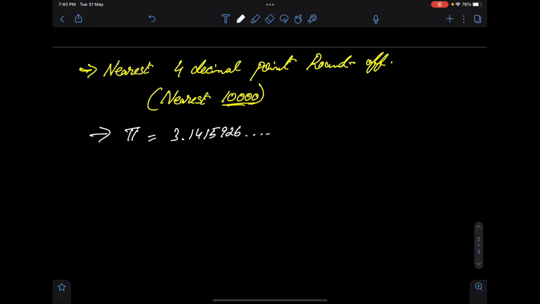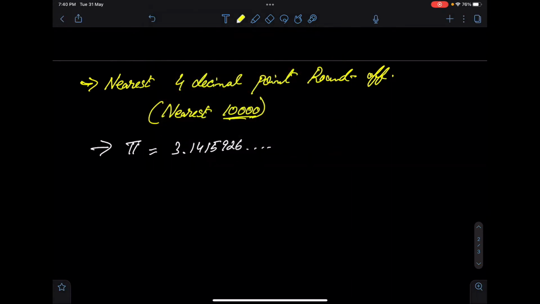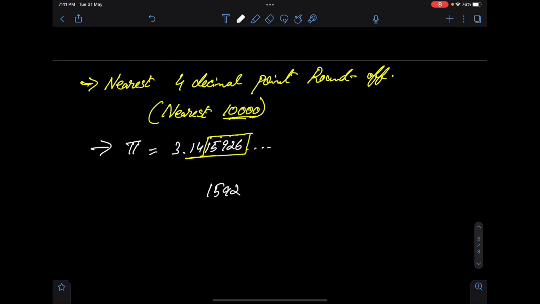We'll round it off to 4 decimal points. Okay, 4 decimal points means up to here. For nearest 10,000, start counting from the end: 1 2 3 4 5. What part do you get? It's 15926. So for nearest 10,000, you guys know what to do.